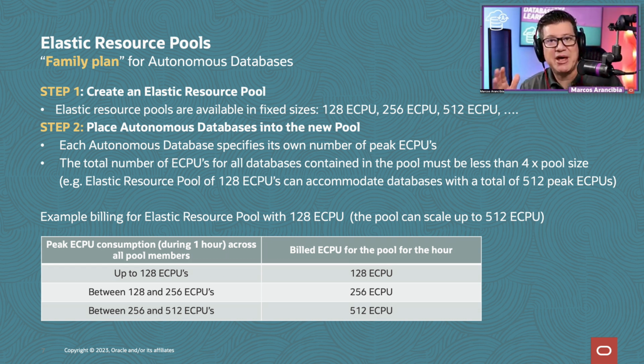You're only going to pay more than a 128 pool if the full resources for all those databases actually consume more than that, and that's an hourly slot. So if you had one peak every week that needs more than 128, you're going to pay for the next level up, so 256 eCPU or 512 eCPU, but that's just for that hour.